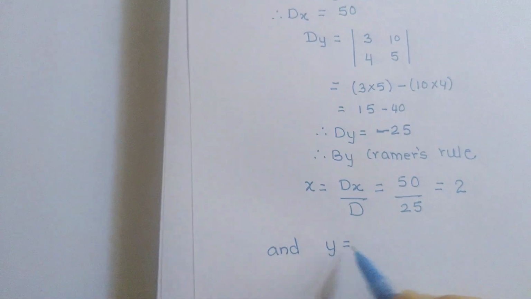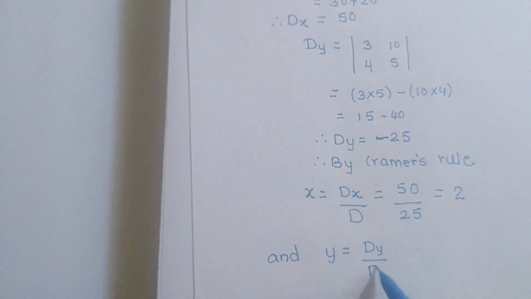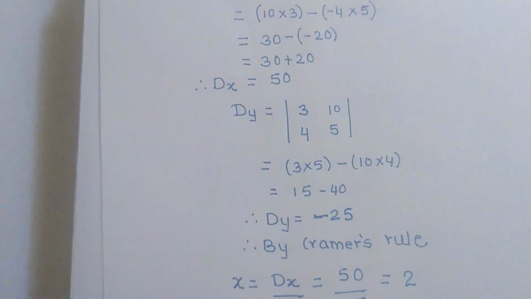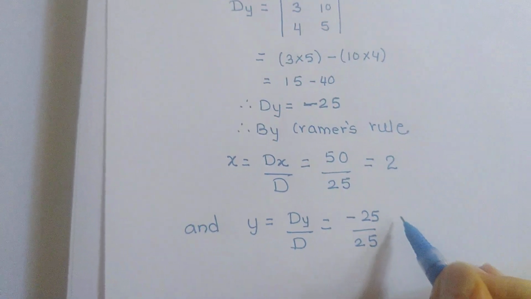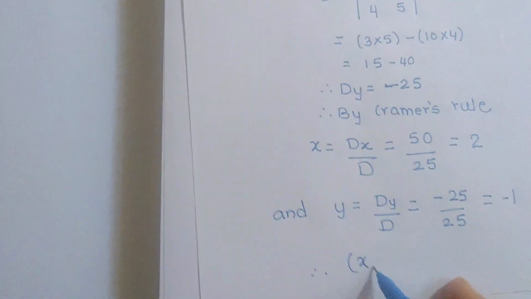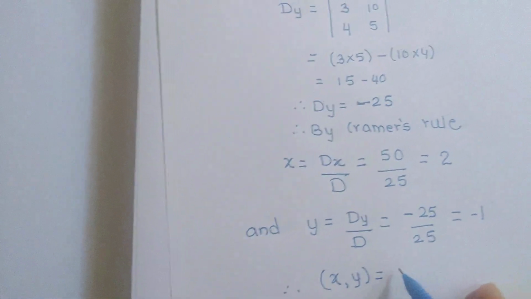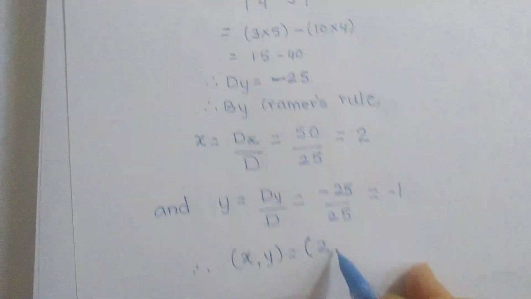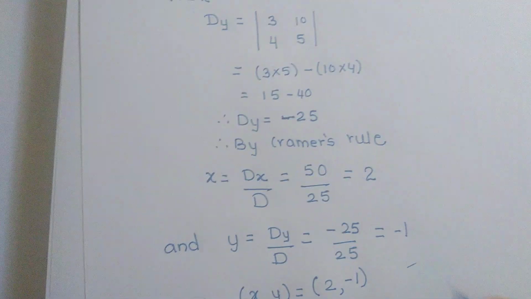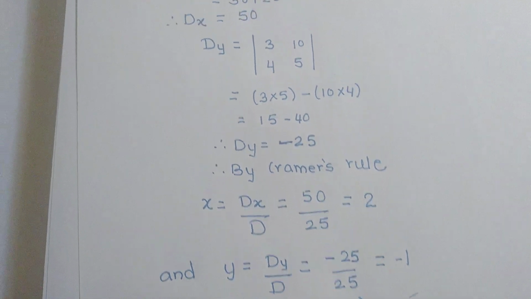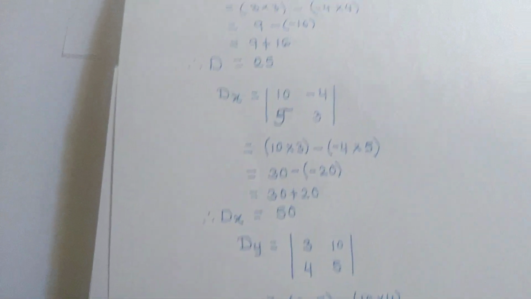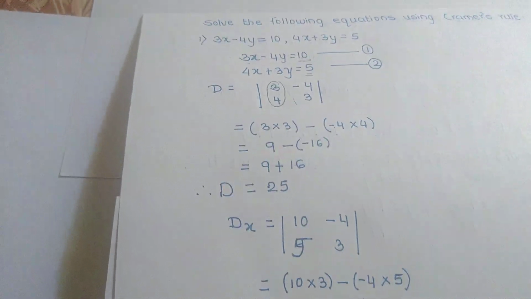For y, the formula used is Dy by D. The value of Dy we have got is minus 25. The value of D is 25. So minus 25 by 25, the answer is minus 1. Then finally we get the solution. Therefore, (x, y) is equal to (2, minus 1). This is the final solution of the equations. So this is how you solve given simultaneous equations using Cramer's rule.